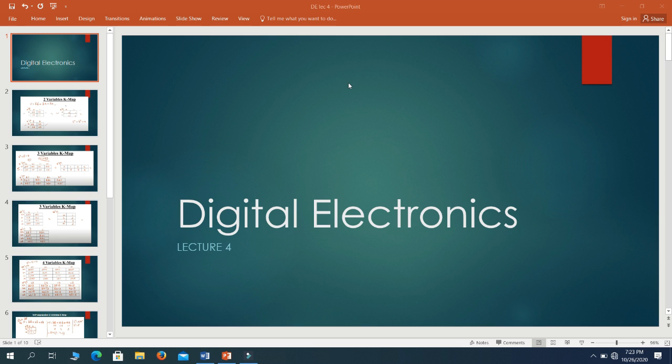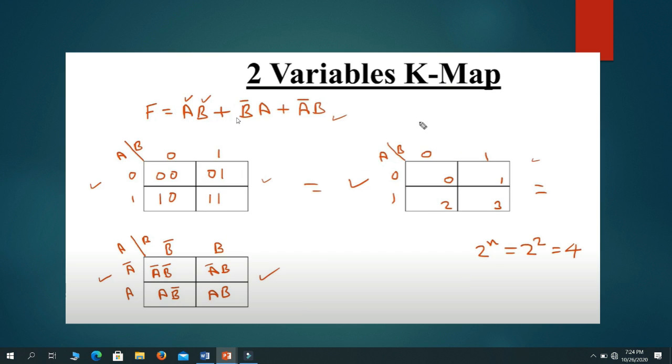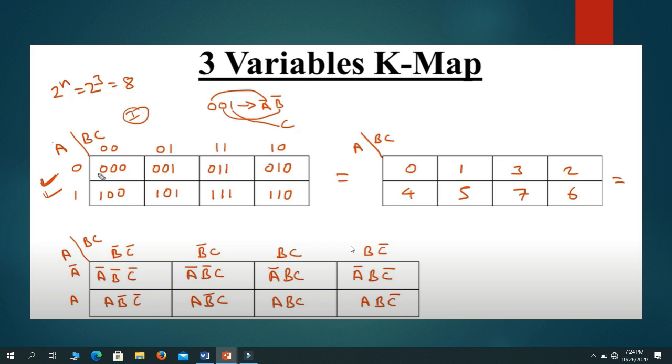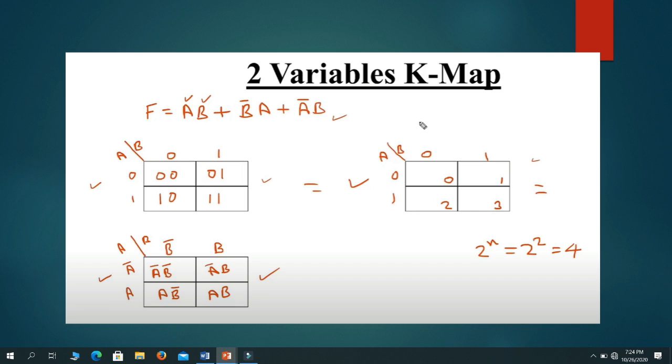But if you want to understand the basics behind the three variable and four variable Carnot maps, you should have some idea about the basic, and the basic is the two variable Carnot map. So without wasting further time, let's get into our main topic. I guess it's better to make this full screen so that it becomes more understandable.